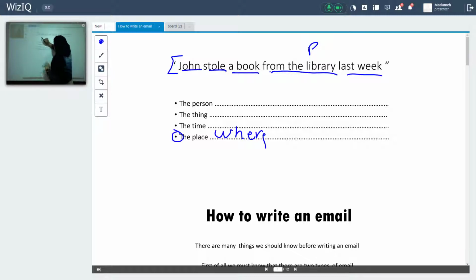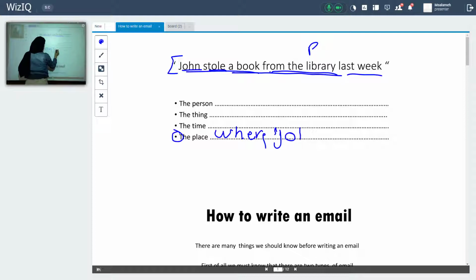Okay. Where? The whole sentence without what? Without the emphasizing word. So skip it. Okay. The place. Where? The place where John stole a book.